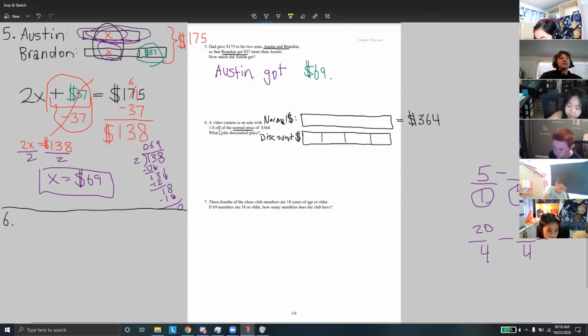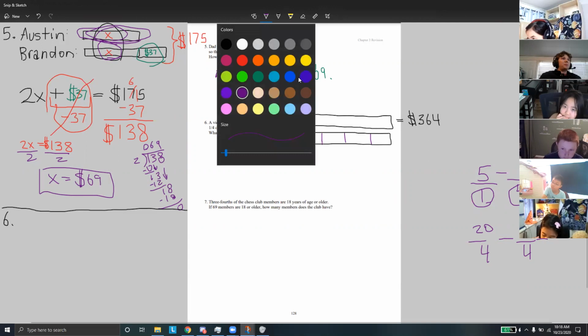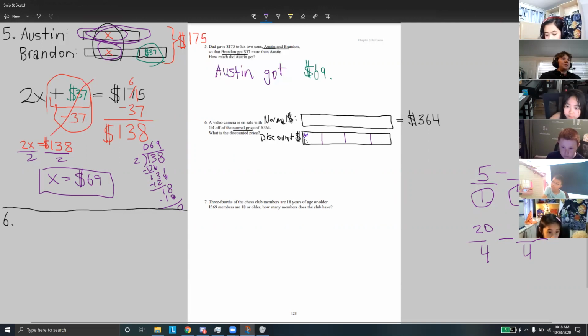And so what I'm showing you is since we're taking away a fourth, we're going to be splitting it into 4 pieces, because then it's easy to take away 1/4. If we have 4 equal pieces, then it's easy to take away 1/4. But we can't take away 1/4 if we have 5 equal pieces or 6 equal pieces. So we need to make sure that it's split into 4. And it says that it's 1/4 off. So I'm going to shade in how much we're paying for it. We're only paying this much.